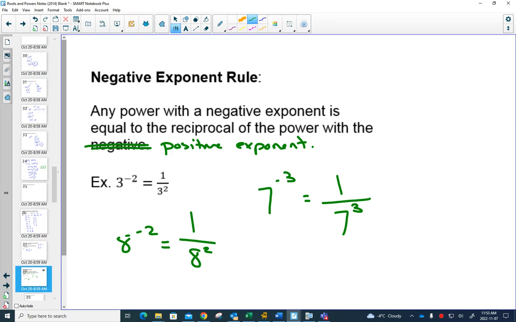Did you know that you could do the same thing if you have the negative on the bottom? What do you think 1/4 to the negative 2 is equal to? 4 squared. Which is much better than writing 1/4 to the negative 2.